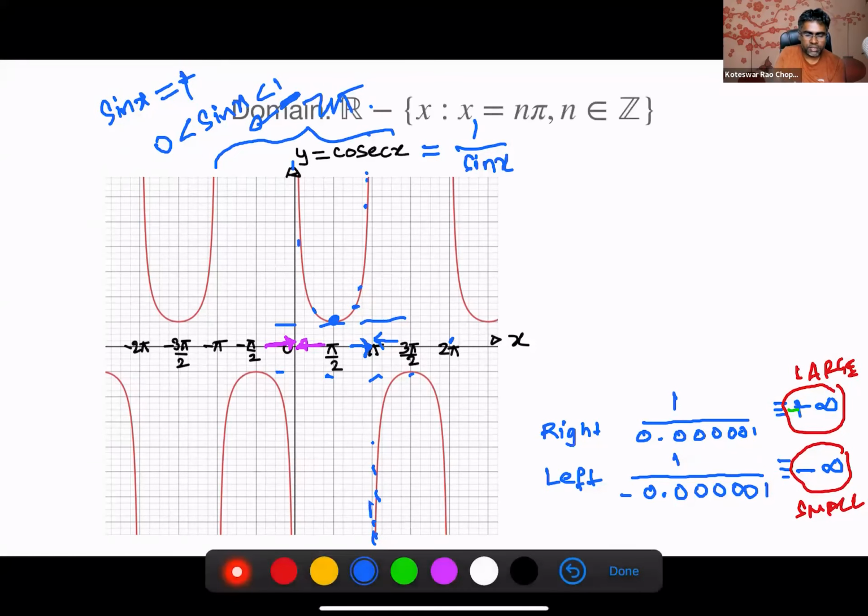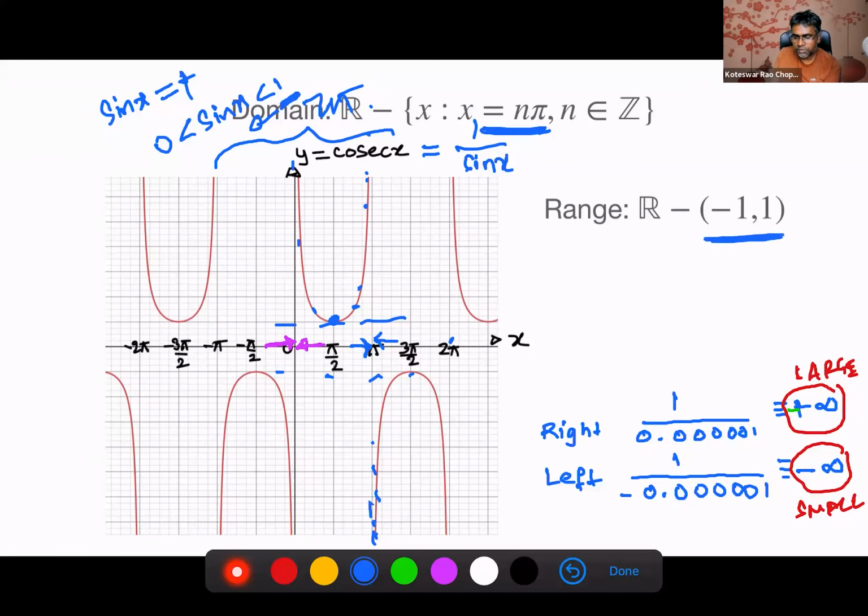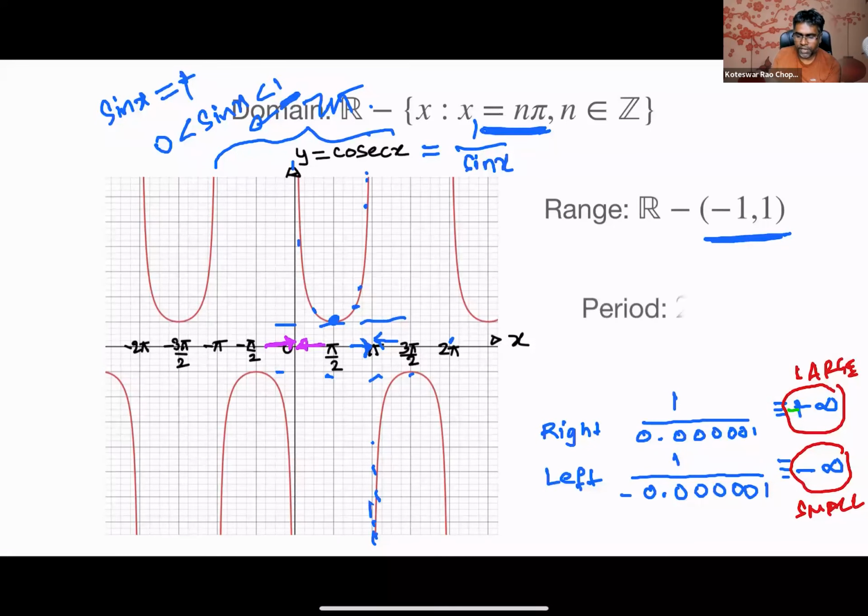So the domain is all real numbers, but you don't like whenever sin x becomes 0. So x cannot be n pi, where n belongs to any integer. The range is all real numbers given by this function except the values between -1 and 1. Those values are out of range. And the period is 2 pi.